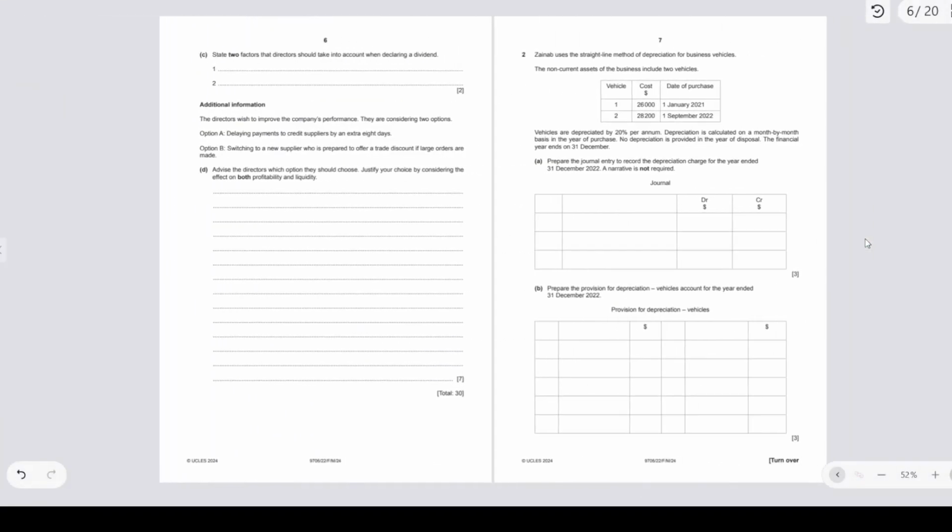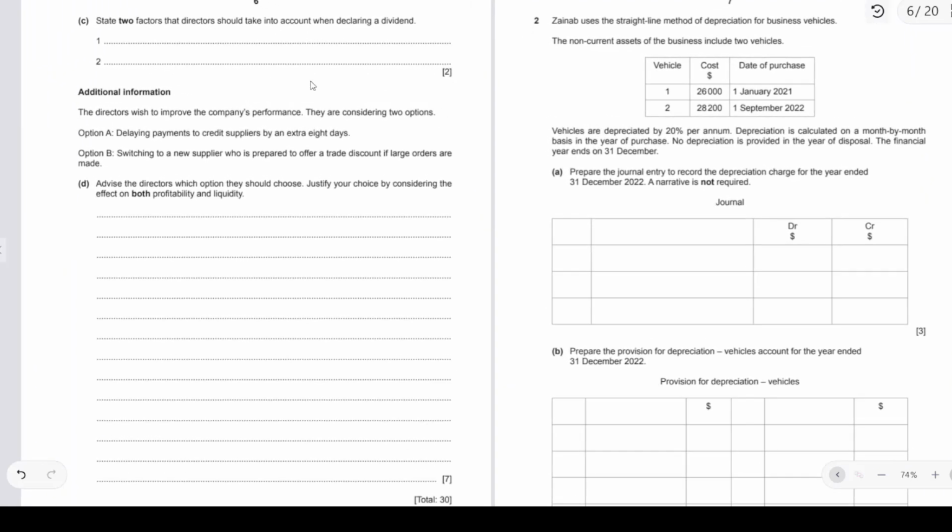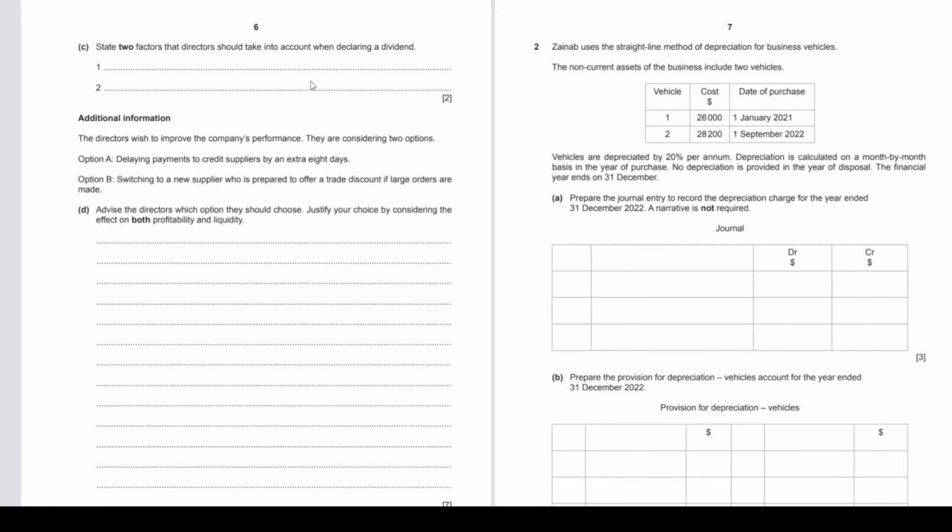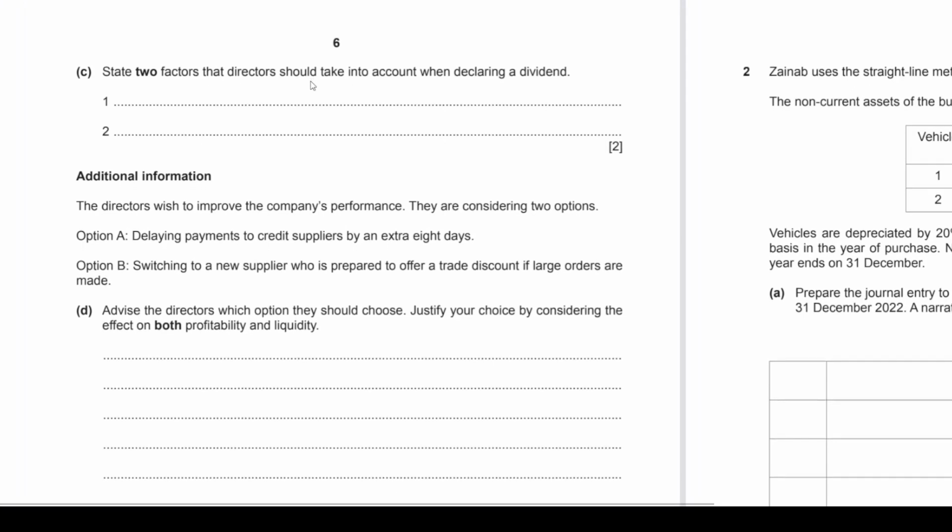Let's keep moving. Say two factors that the directors should take into account when declaring dividend. Well, they should look at their liquidity position. So do they have the cash? Liquidity. See if they have the cash for that. Okay, but I'm not going to write everything. I'm just going to say liquidity position, cash flows, and so on, right?